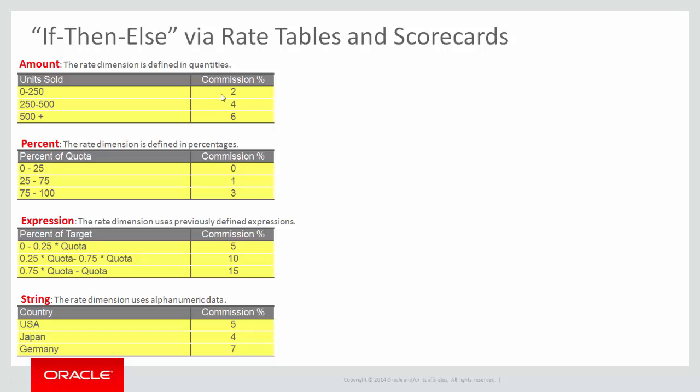And if between 250 and 500, then pay out 4%. So again, if the criteria of one happens, then do this. If the criteria of another happens, then do that.